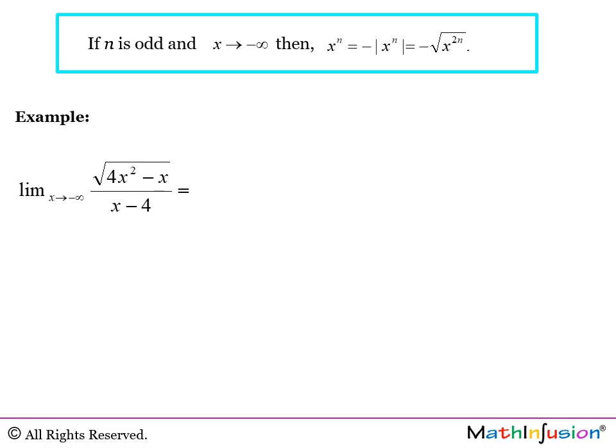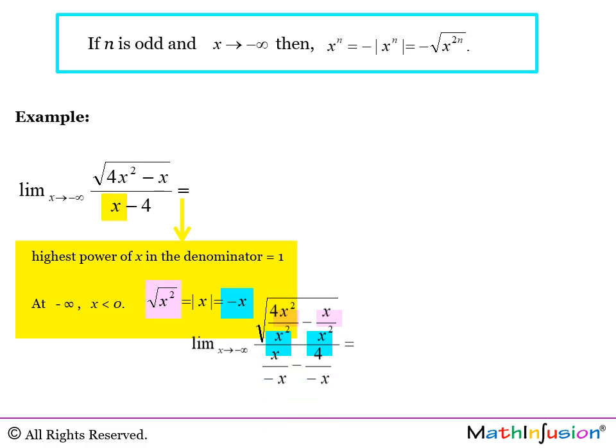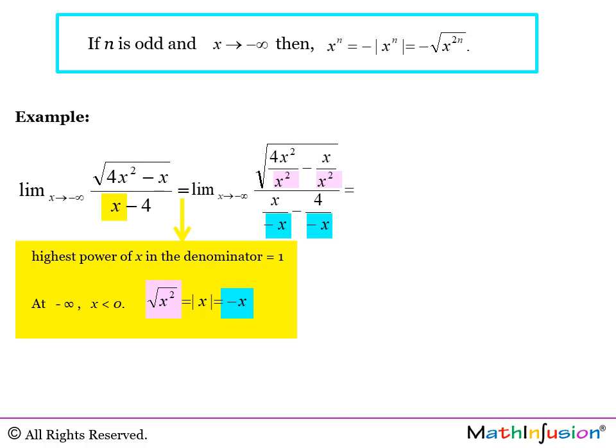Let's evaluate this limit, but now x approaches negative infinity. We have to divide everything by x. But at negative infinity, x is less than 0. It means that actually, if inside the square root I want to divide everything by x to the power of 2, then outside I have to divide not by x, but by negative x. And I get that.